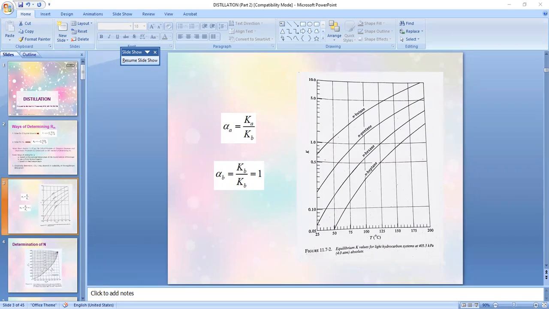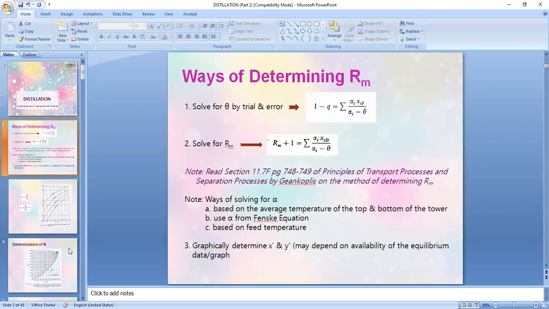Now, what will you do with this alpha? I'd like to go back to our slide. Now, what would you do with the alpha? I'll try to project again. So that alpha should be multiplied to the mole fraction in the feed of that particular component. So you determine the mole fraction of A in the feed, you multiply it with alpha A. The denominator will be alpha A minus theta. Of course, theta is unknown.